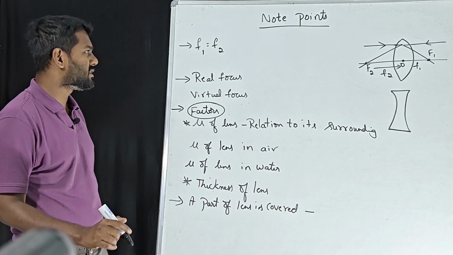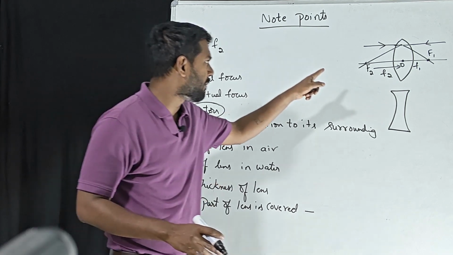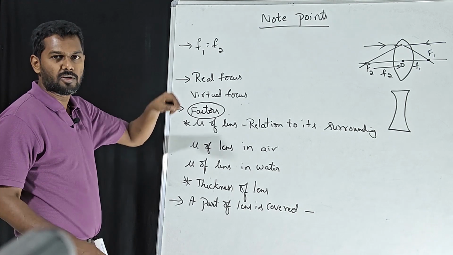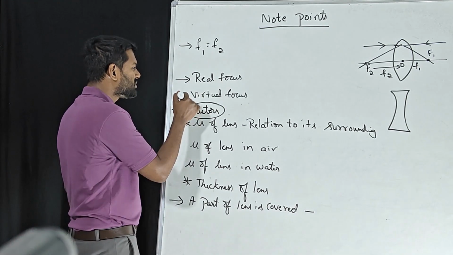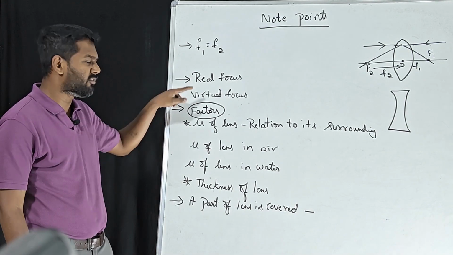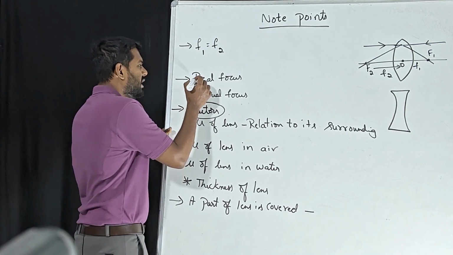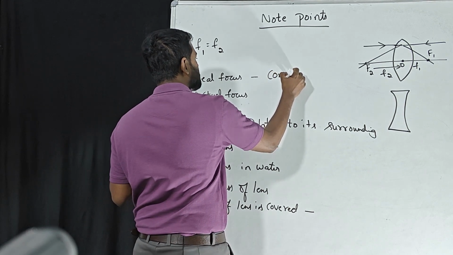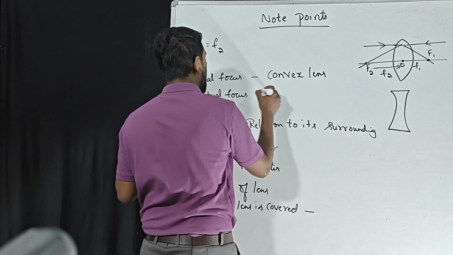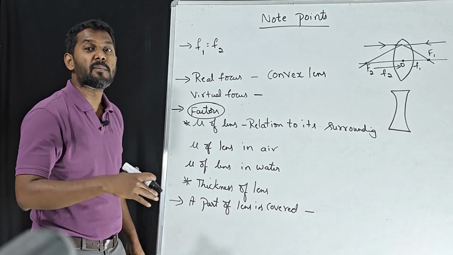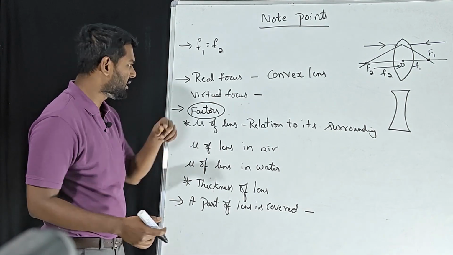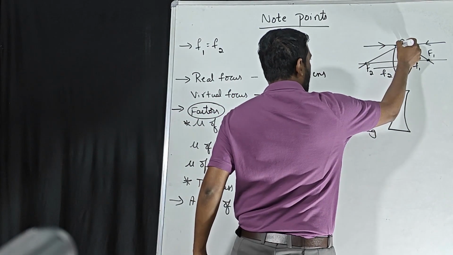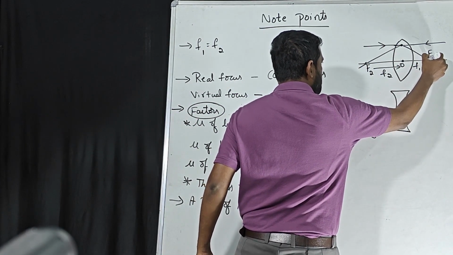The important thing here is that if the two surfaces of the lens are in the same medium, then f1 will be equal to f2. Then real focus and virtual focus, this is very much important. Till now we did not speak about this, correct? See, real focus is always in a convex lens, and virtual focus, virtual means imaginary. I'll teach you what is imaginary there. Real focus means where we can see the focus, correct? After refraction, it is going to cross the principal axis.